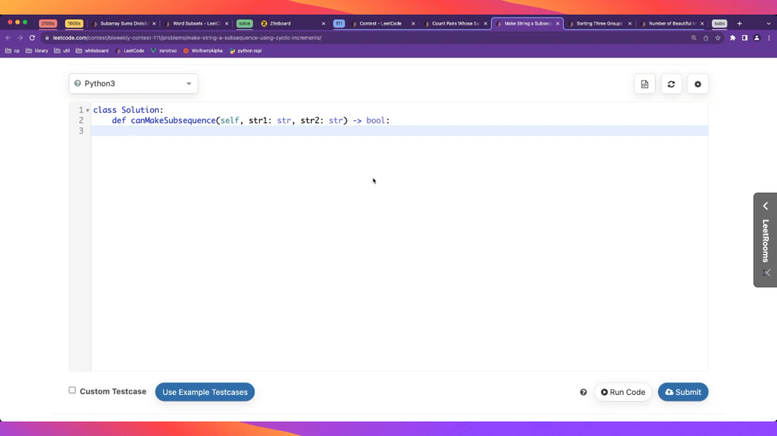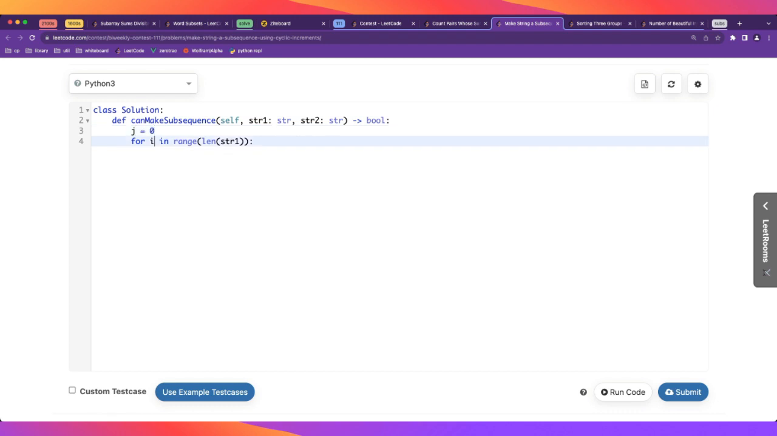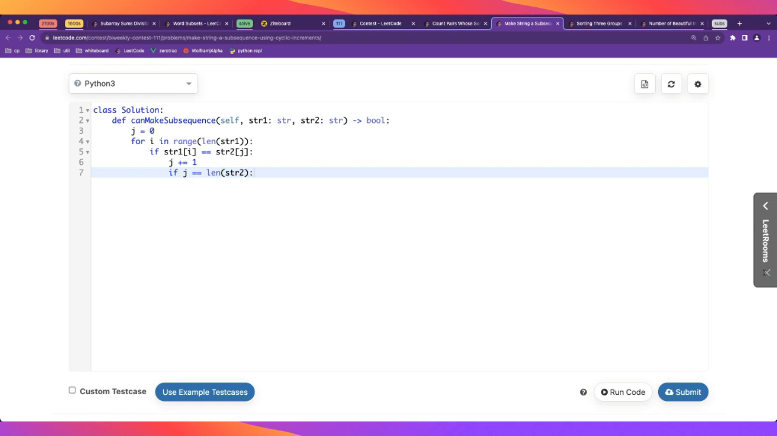So let me show you how that code would be. You just go over the long string and you keep track of the position in the short string, the shorter, and if they match, then you consume that character in the bigger string, and if at some point you reach the end, then you found a match, and otherwise you didn't.